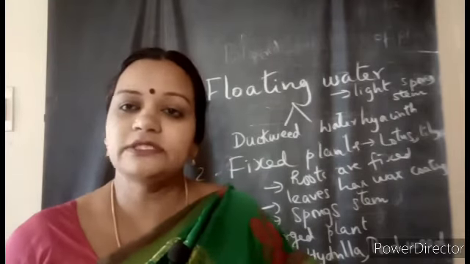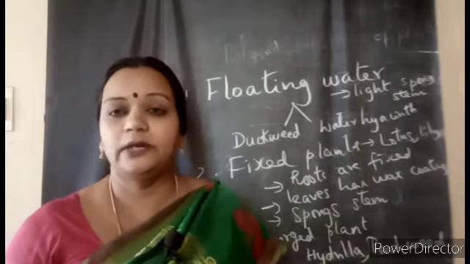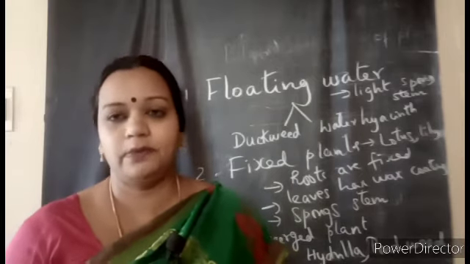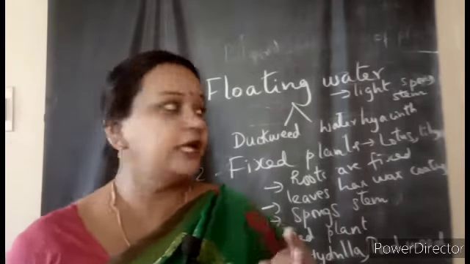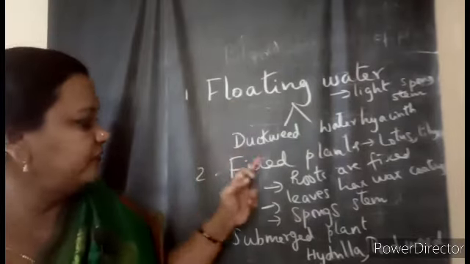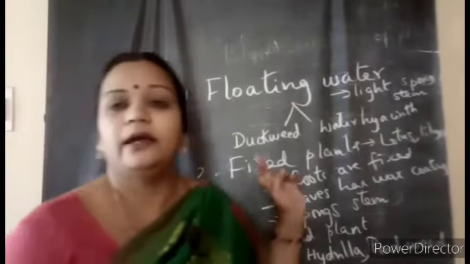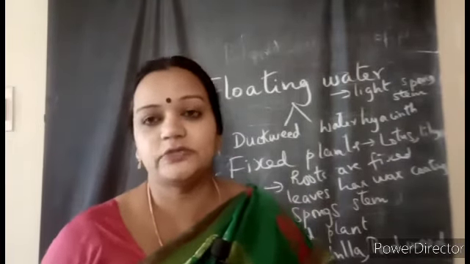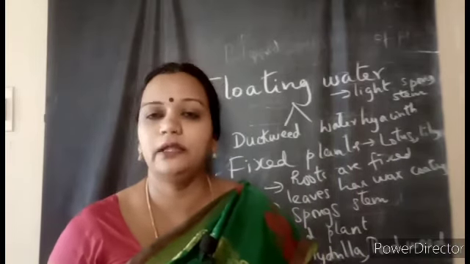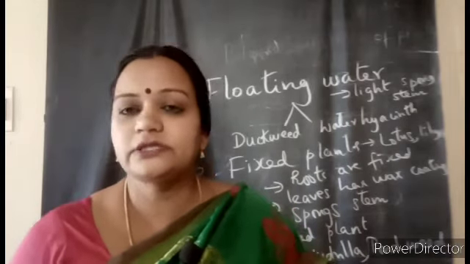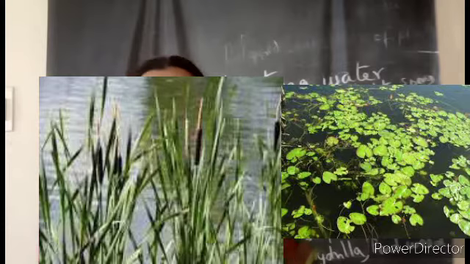The videos have been sent to you. So today we learnt about the water plants, that is, aquatic plants. Aquatic plants are of three types: fixed, floating and submerged. And they have special features which help them to live comfortably in the water. With this, I hope you can complete your S3 and S4.